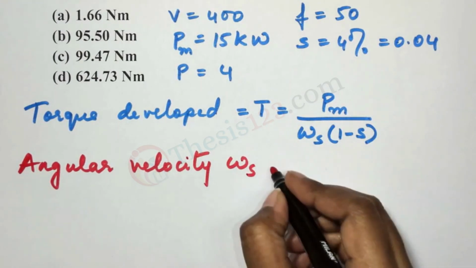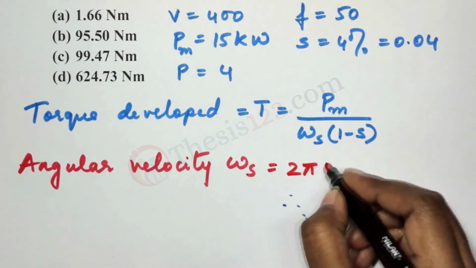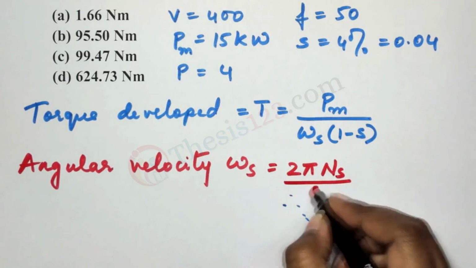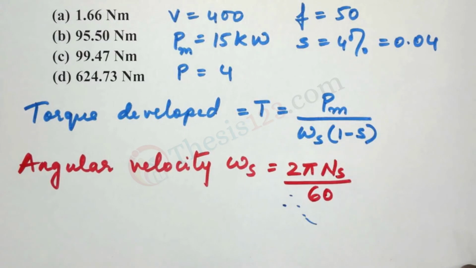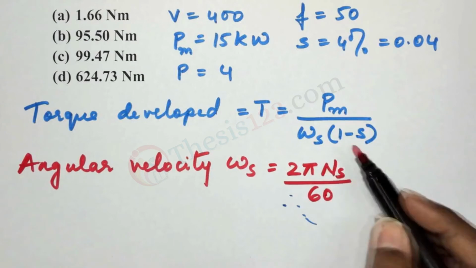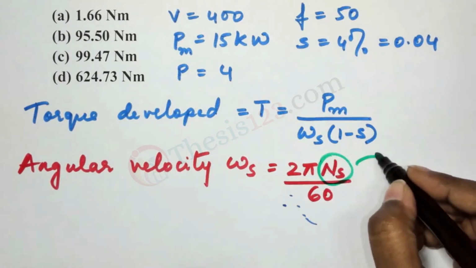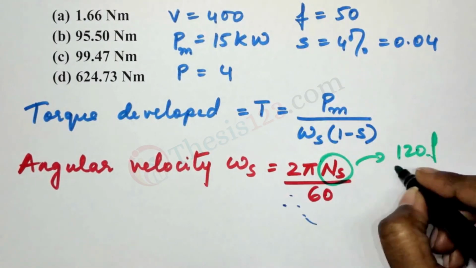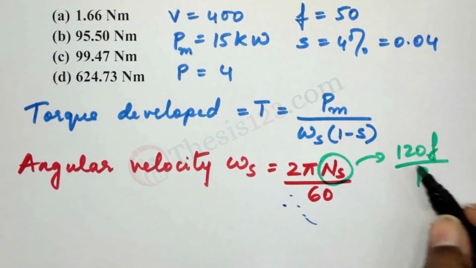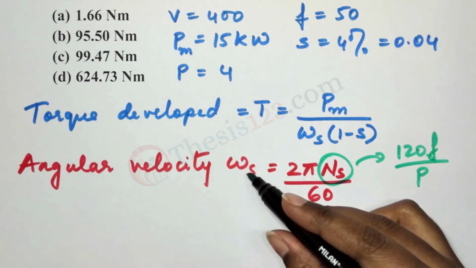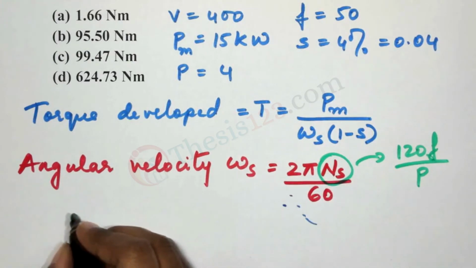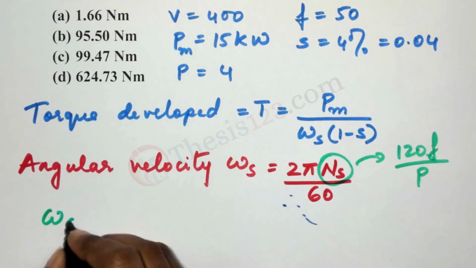Omega S is 2 pi Ns by 60. Ns is the synchronous speed. So synchronous speed also we will have to calculate. But since we know the formula for synchronous speed, let me write that down here. We know the formula for synchronous speed as 120 f by p. So let's substitute all of this over here and find out the value of omega s.